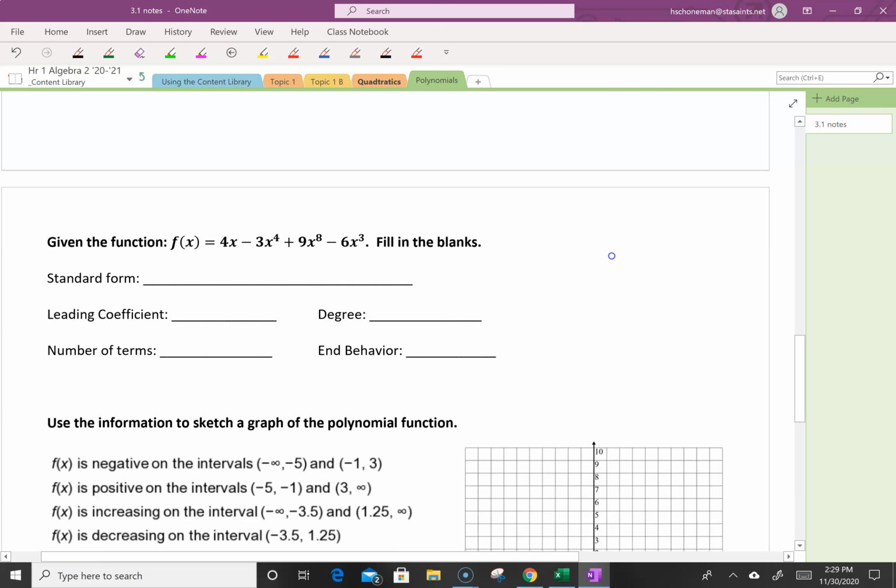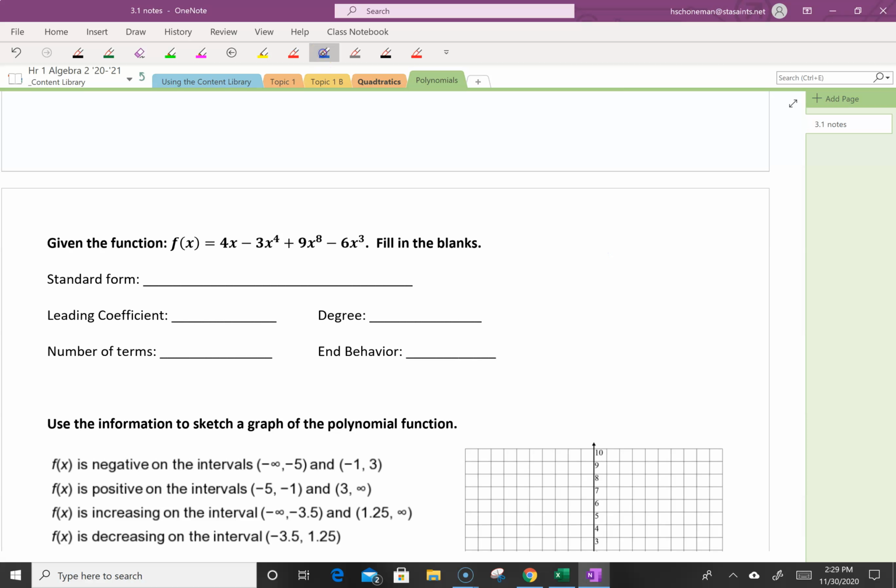All right, so let's try putting this all together. On this one, if we put it in standard form, highest exponent first, we have 9x to the 8th minus 3x to the 4th minus 6x to the 3rd plus 4x. So the leading coefficient is the number in front, which would be 9. The degree would be 8. The number of terms would be 1, 2, 3, 4.